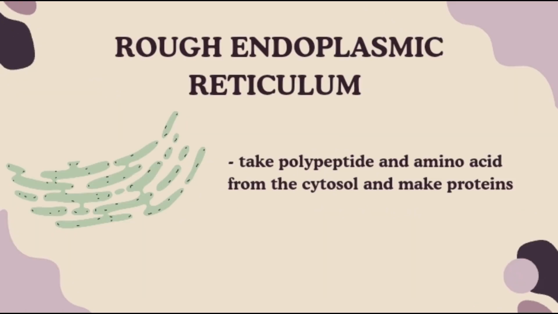First is the rough endoplasmic reticulum. The rough endoplasmic reticulum works with membrane-bound ribosomes. They take polypeptides and amino acids from cytosol and make protein.